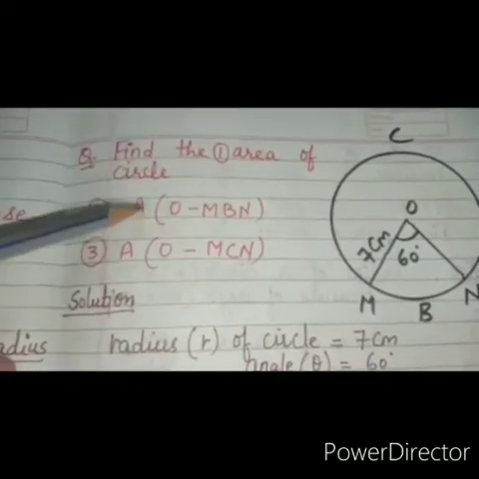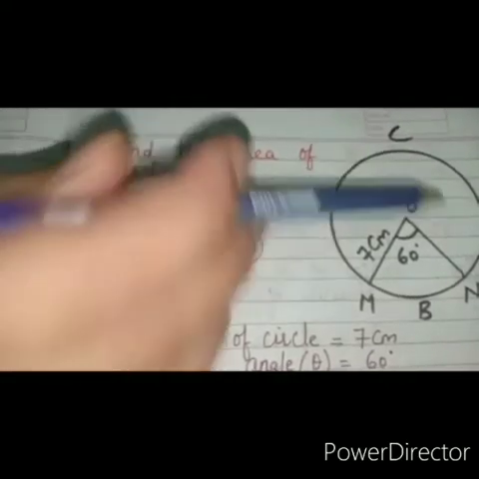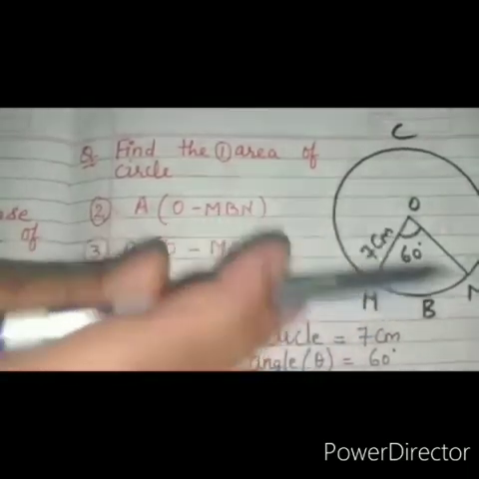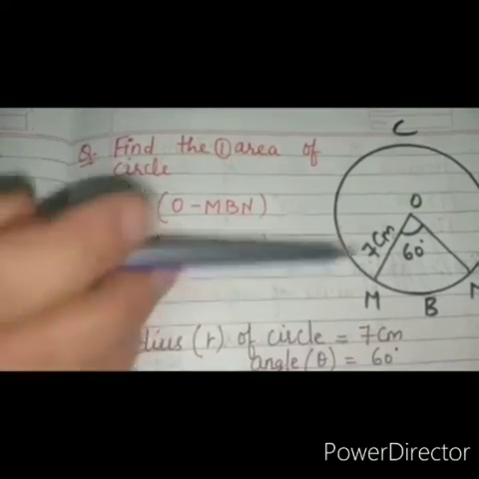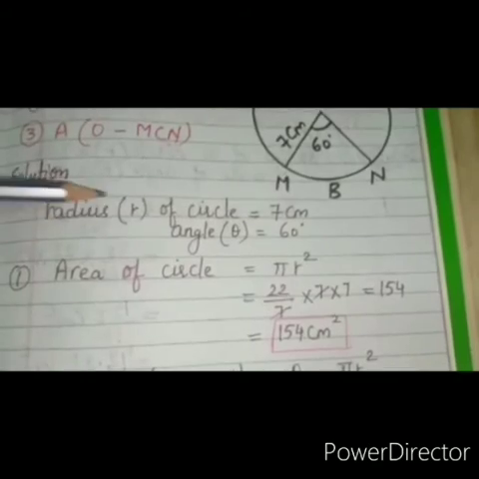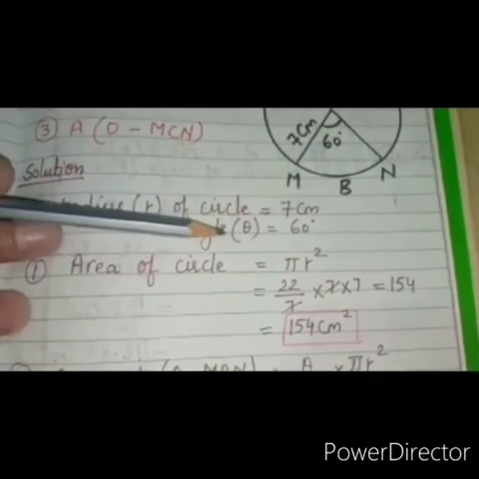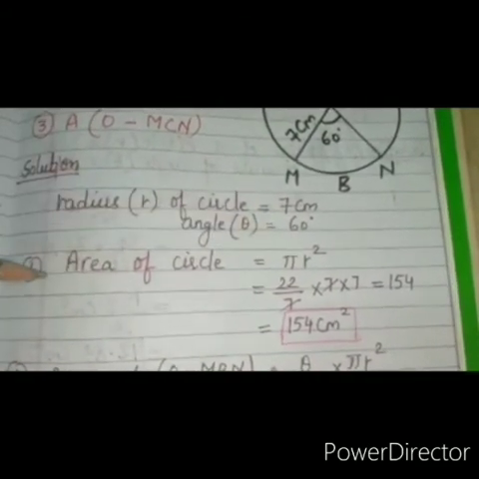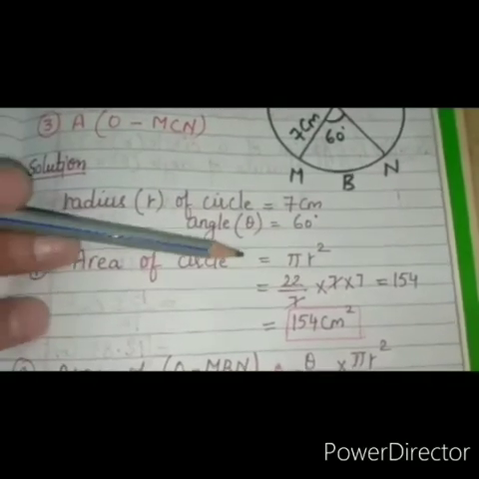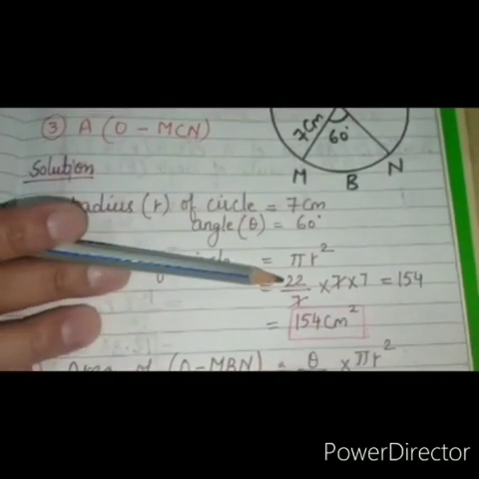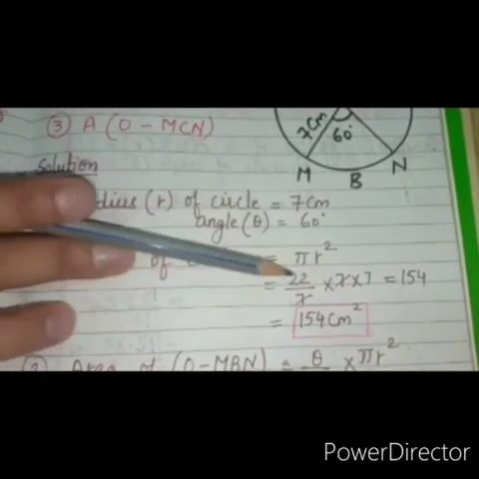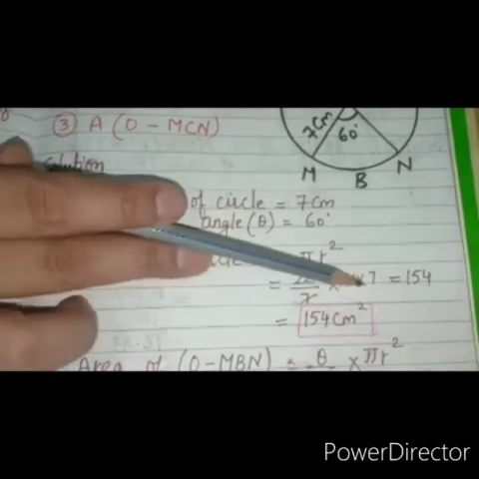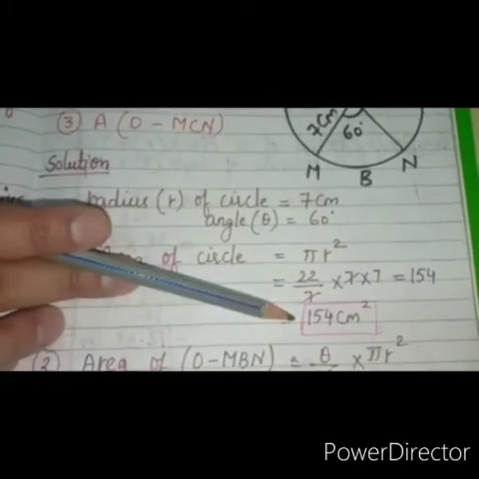Second, you have to find the area of the region OMBN, that is OMBN means this part, right? And third is the area of OMCN, that is the major part. Now the first part we will solve like this. Radius of circle is given 7, angle that is theta which is 60 degree. We will use the formula, that is area of the circle, which is pi r square. Pi value we are taking here 22 upon 7 as it is easier to calculate because the radius is 7. 22 upon 7 multiply 7 multiply 7 which comes 154 centimeter square.